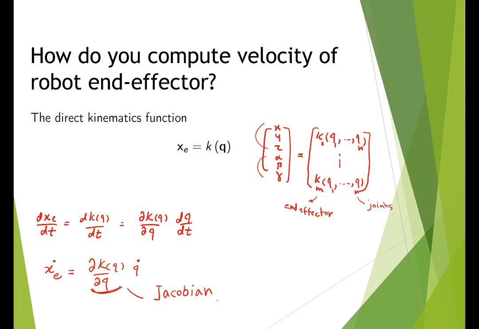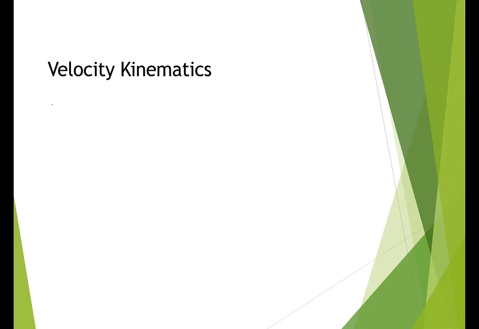Let's calculate the Jacobian. So we're interested in finding this matrix. Forward kinematics K is a vector function. Q is also a vector. We have several joints. What is the derivative of a vector with respect to a vector? If you remember from calculus, this is a gradient. Consider K is K1 to Km, which itself is a function of n q's.